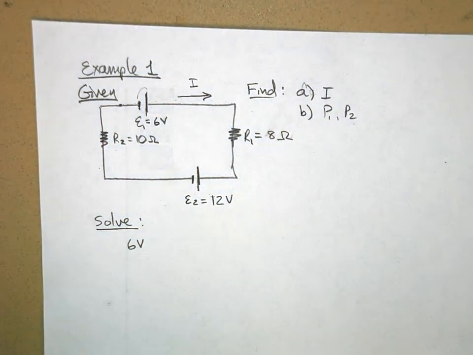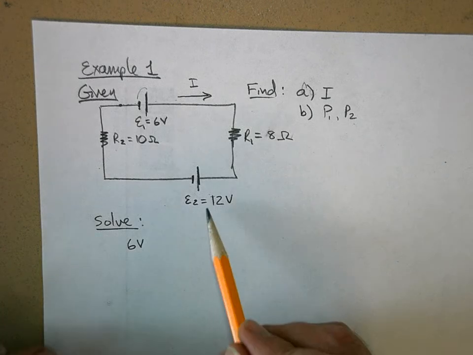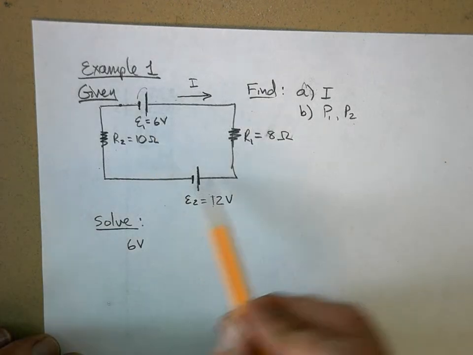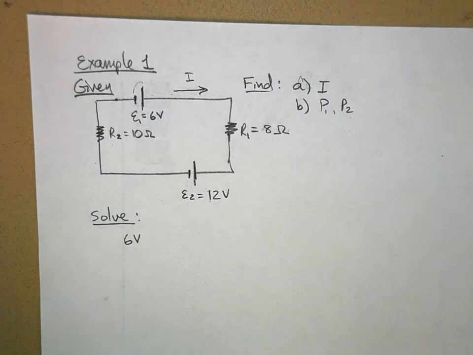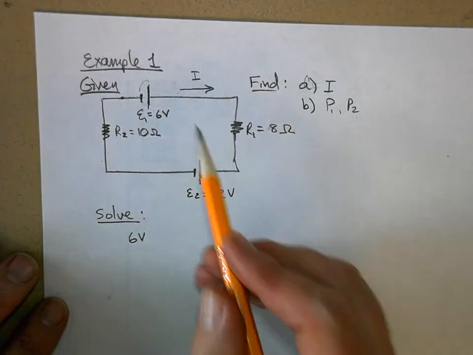By the way, if I'm wrong, if it's actually going the other way, and oh, look, this is 12 volts and this is 6 volts, so it actually is going the other way. It doesn't matter. If you guess wrong on the direction of the current, you're going to get a negative current when you solve for it. And that just means your current's going the other way. Don't worry about it. So just pick a direction arbitrarily. So I'm going to pick this as my direction.